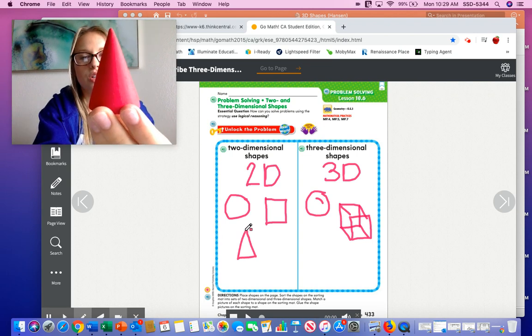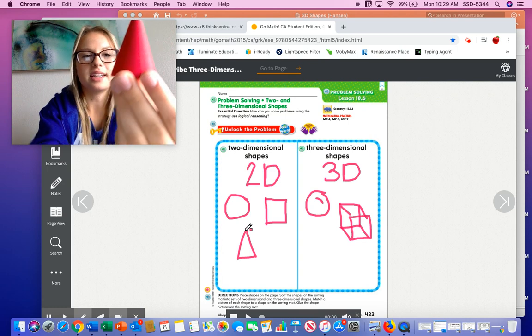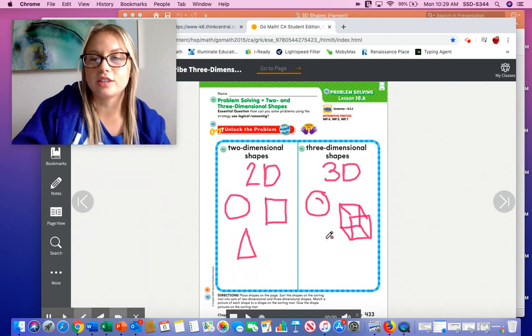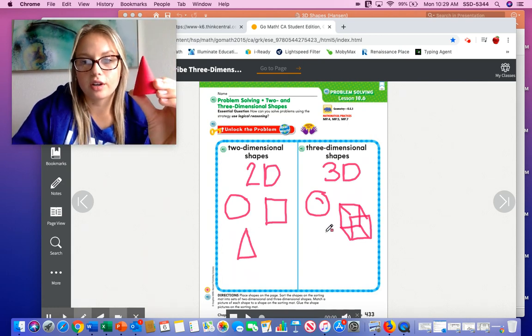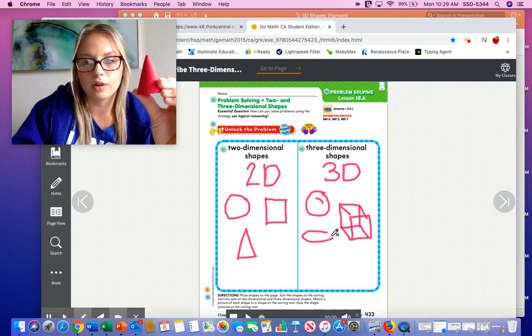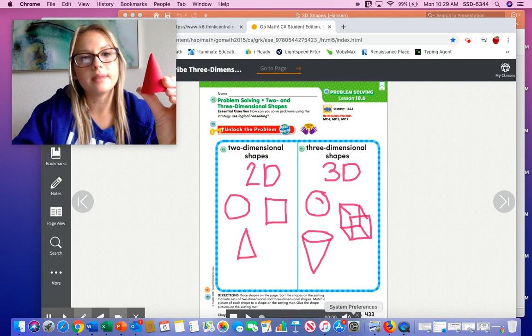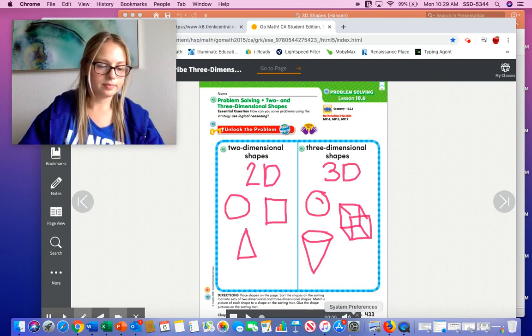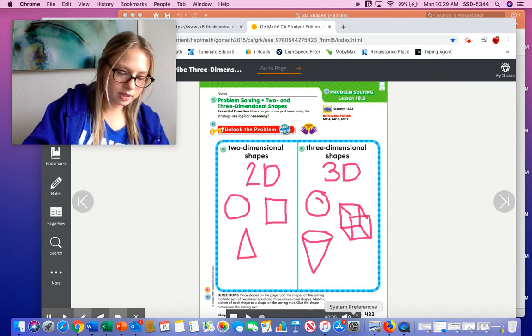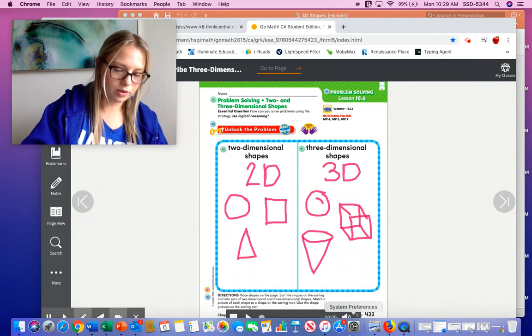Is a cone 2D or 3D? It is three-dimensional, so let's draw our cone. To draw our cone, we start with an oval or a squished circle and a point, right? Or one vertex. Good job. All right, almost done. Two more shapes we're going to do.